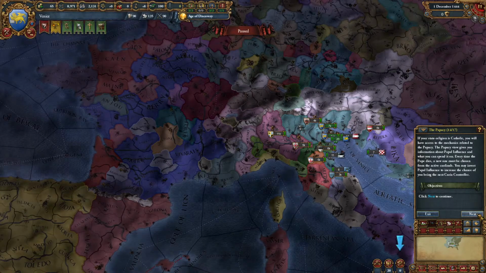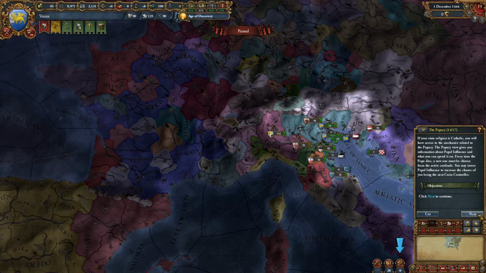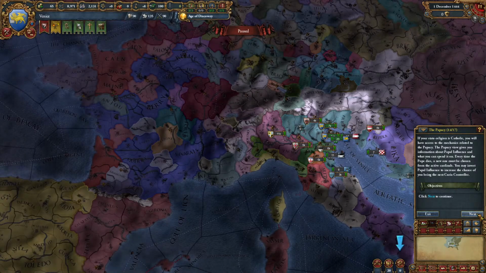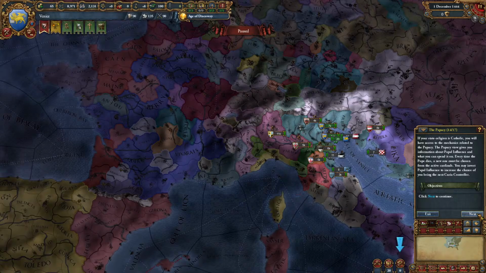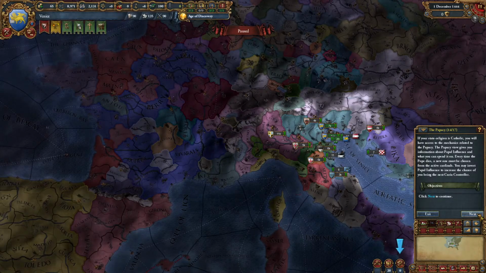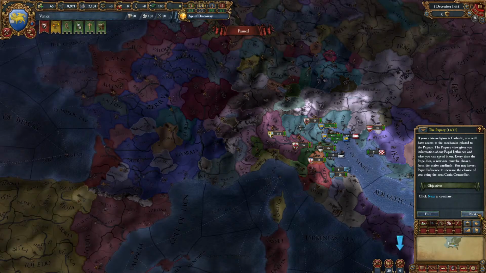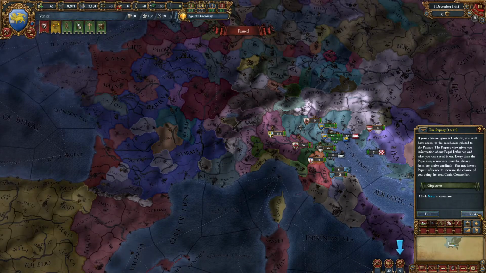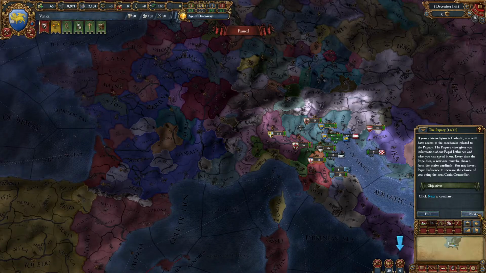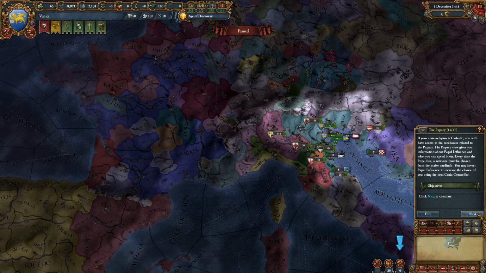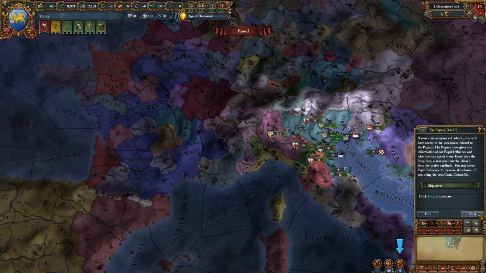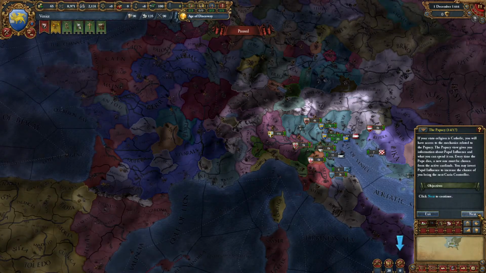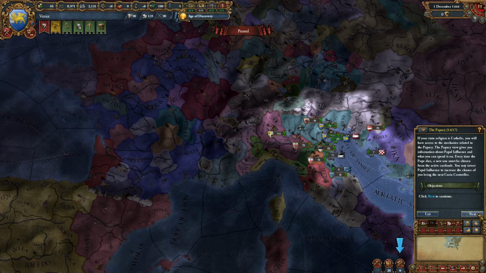If your state religion is Catholic, you will have access to the mechanics related to the papacy. The papacy view gives you information about papal influence and what you can spend it on. Every time the Pope dies, a new one must be chosen from the active cardinals. You may invest papal influence to increase the chance of you being the next curia controller.